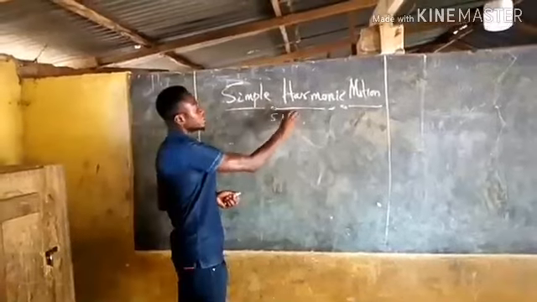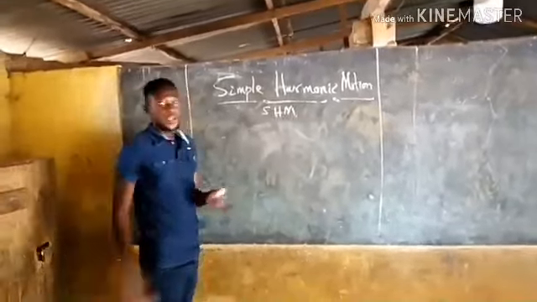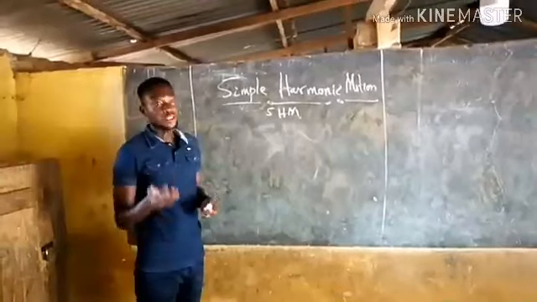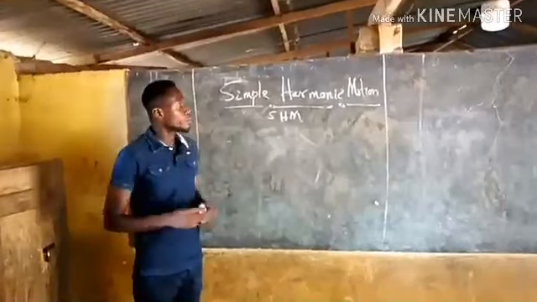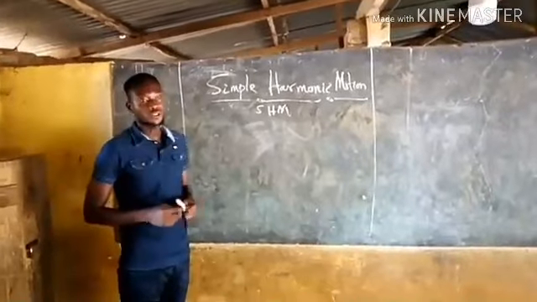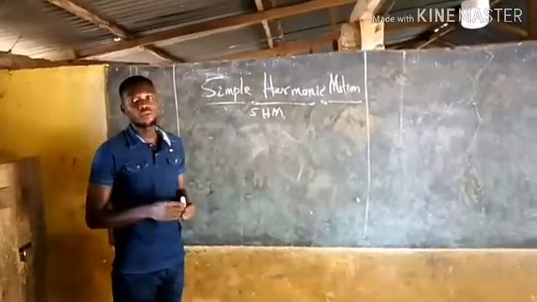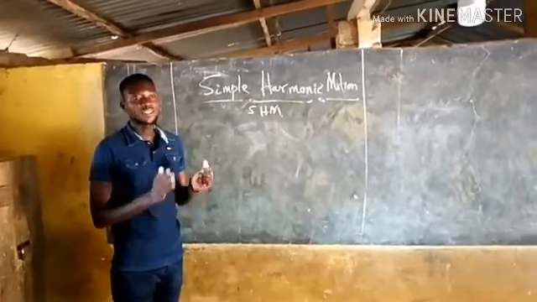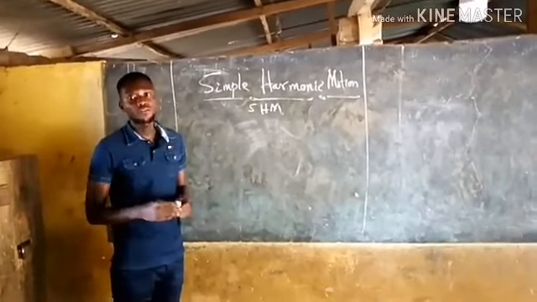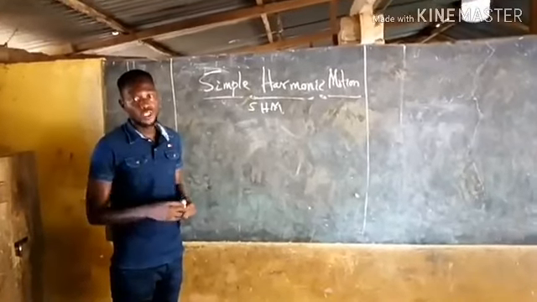There are several types of motion. We have linear motion, circular motion, then simple harmonic motion. I'm going to treat this in detail as we did for linear motion and circular motion. But the question is, what differentiates simple harmonic motion from the remaining types of motion?